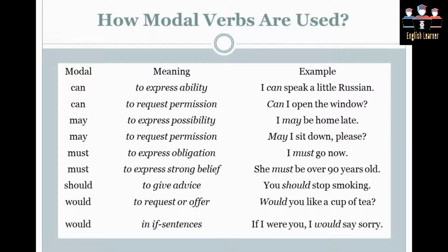Let's see how modal verbs are used. Each modal verb has different meanings and they are used according to different senses in a sentence. Let's have a look at modal verbs along with their meanings and examples. Modal verb can. The meaning is to express ability. Example, I can speak a little Russian. It is expressing ability in the sentence.